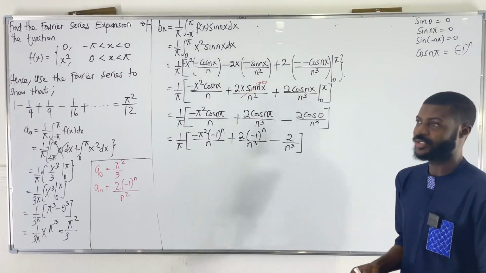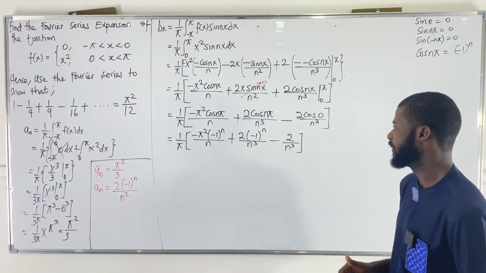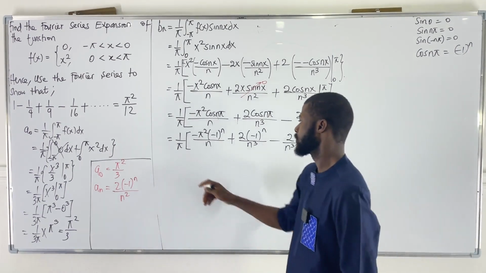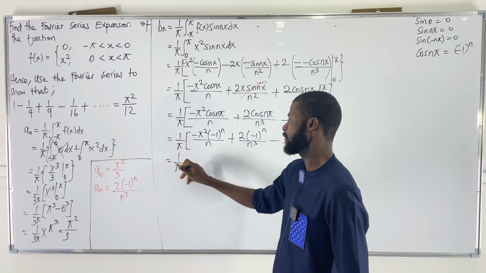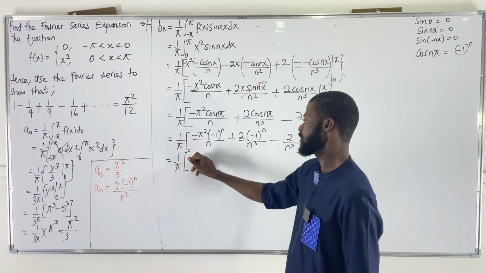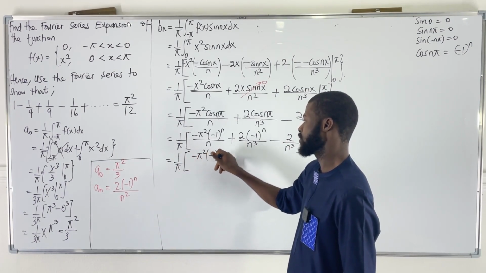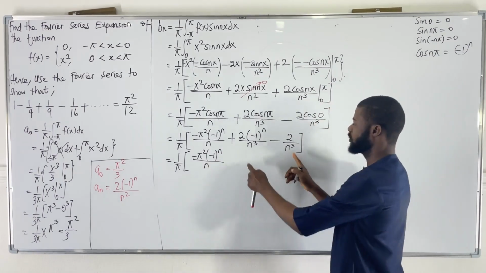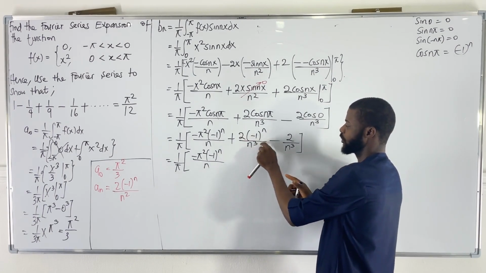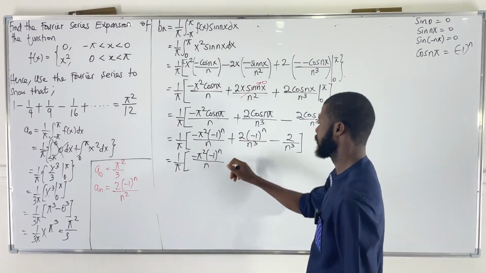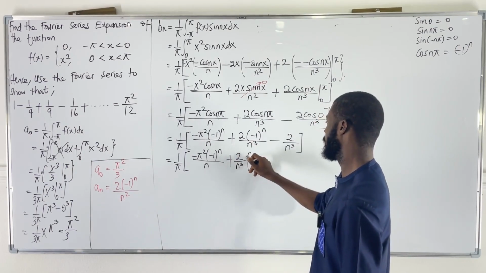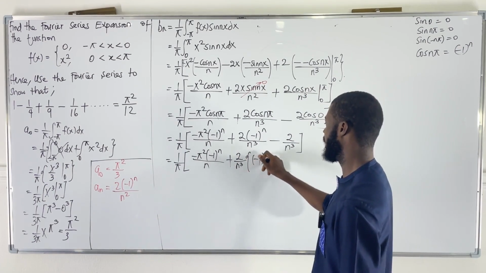Yep, as you can see, this is actually bulky, and it's not 0. But there's something we can do. So this will be 1 over pi. I'm going to leave this one like this, so this will be minus pi squared minus 1 to the power of n over n. Now, if you look at just these two, they have 2 over n cubed common. So this will be plus 2 over n cubed into minus 1 to the power of n minus 1.